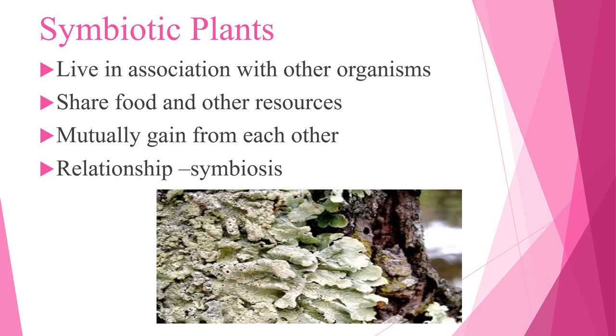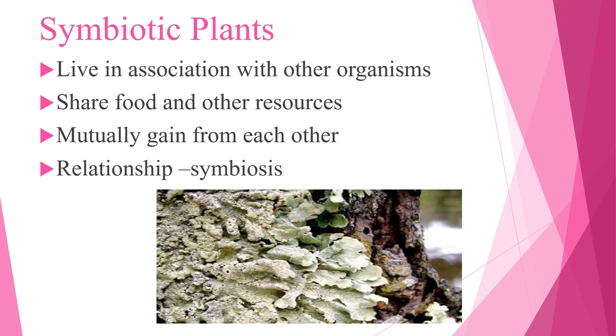If you see the picture, these are lichens. They are among the most amazing forms of life. They are composed of two organisms, algae and fungi, which live and work together. The algae contain chlorophyll, so they can make their own food. The fungi share the food made by the algae. The fungi, in turn, provide protection, water and minerals to the algae. So they mutually gain from each other.